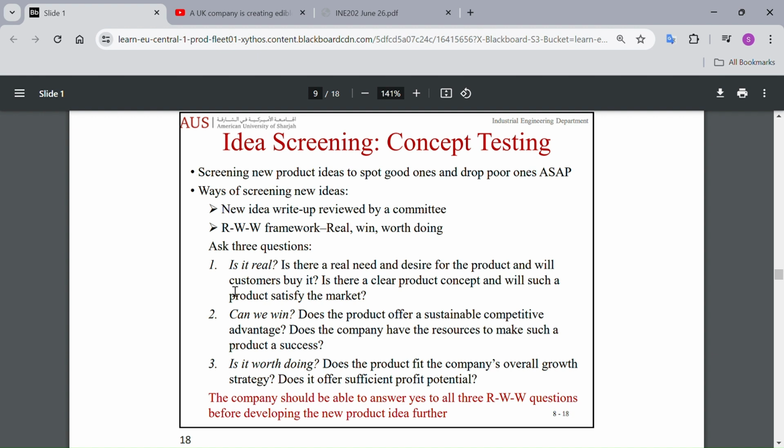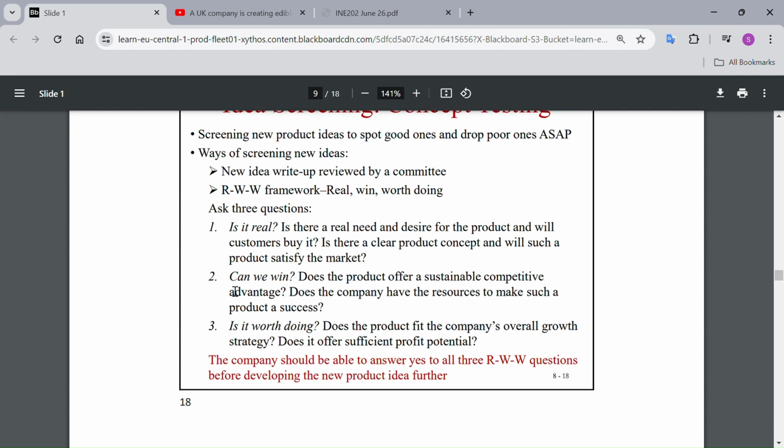And then after that, if we say yes, then we need to ask, can we win? So does the product offer a sustainable competitive advantage? So do we have a competitive advantage by offering this product? And also, do we have the resources to make such a product? And then, is it worth doing?